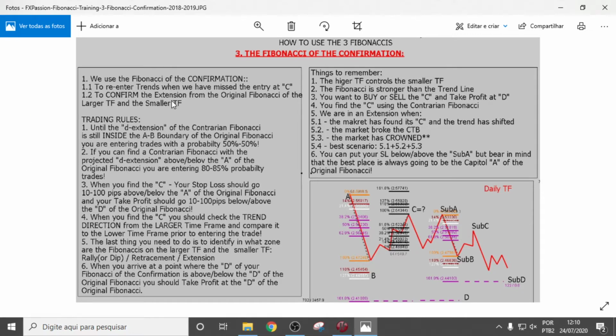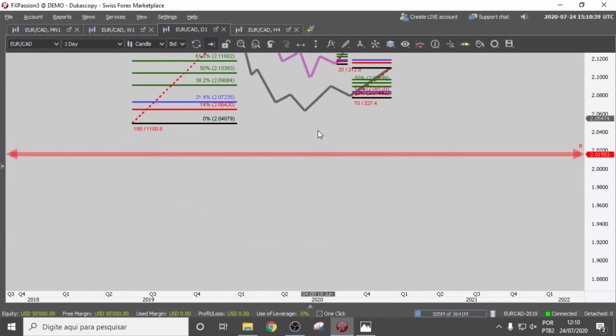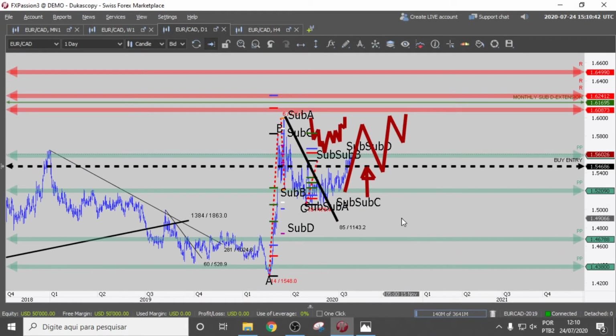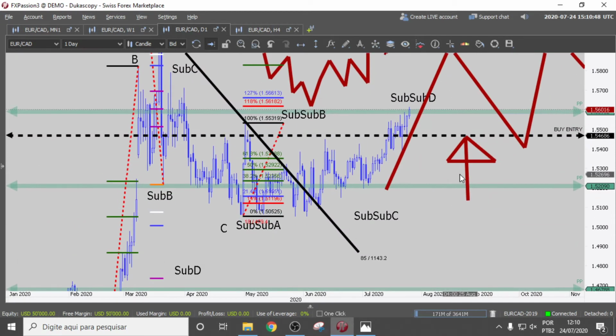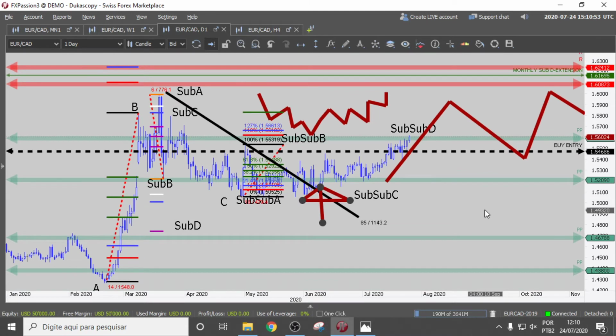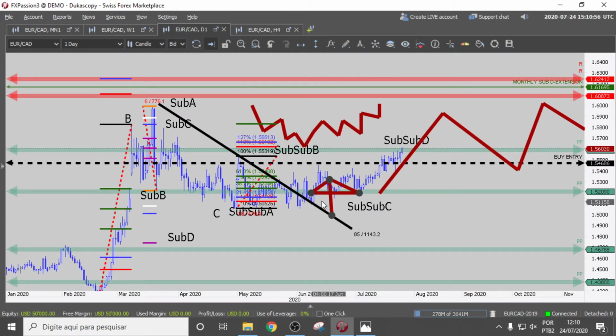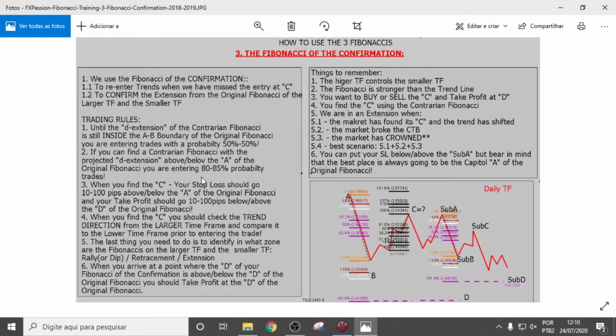Now we use the Fibonacci of the confirmation number 1 to re-enter trends when we have missed the entry at the C. This is good news, right? We were talking about this yesterday, EURGBP Daily Chart, Elvis has left the building, the train has left the station. Our entry, talking about the original one, daily chart, was here. We lost this opportunity. So number 1, to re-enter trends, to trade sub swings, right?